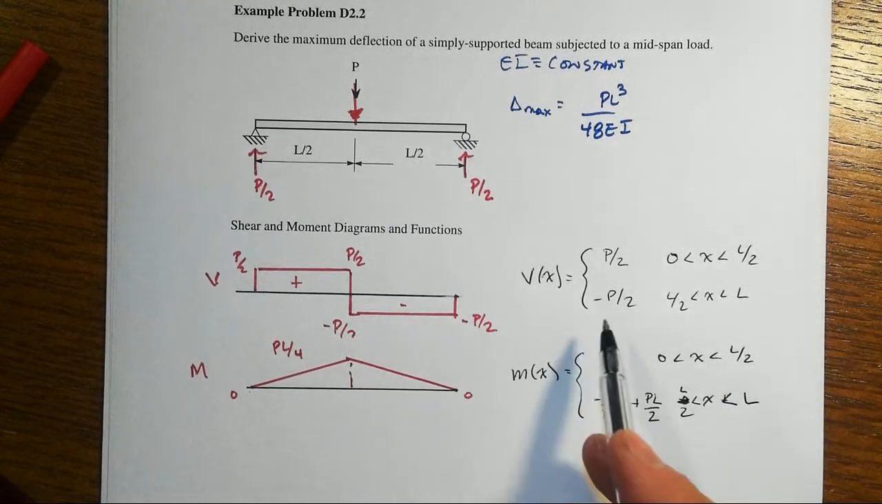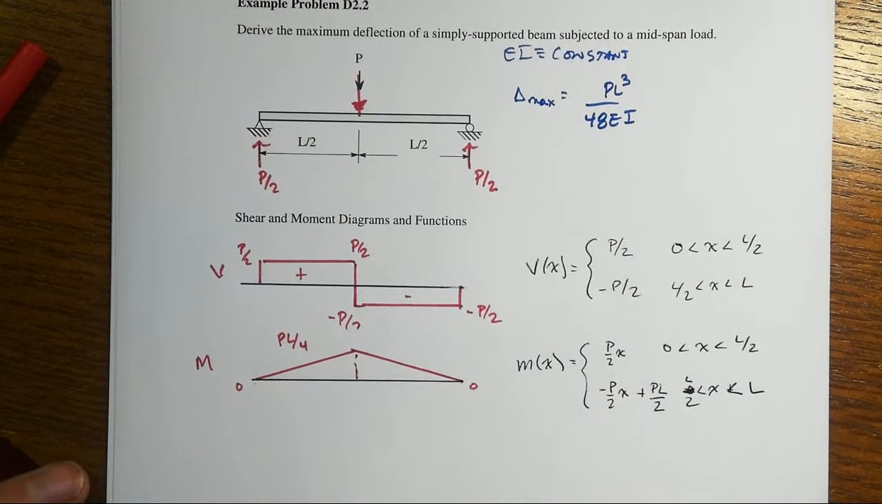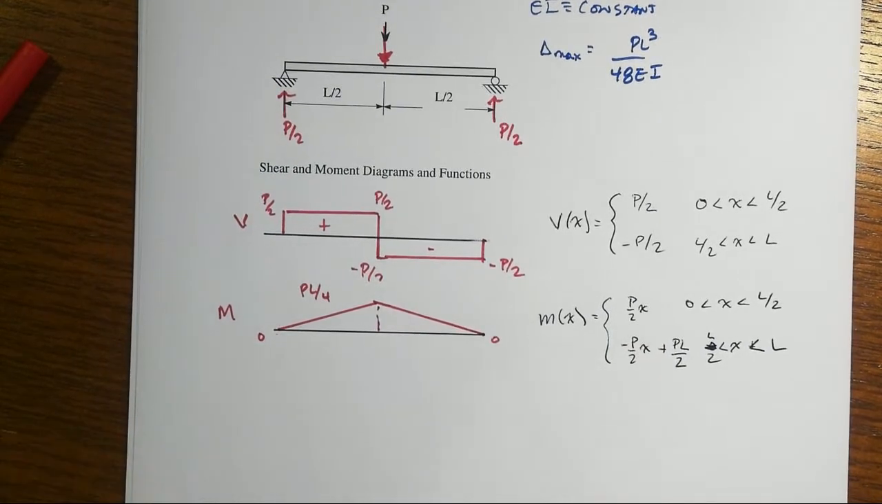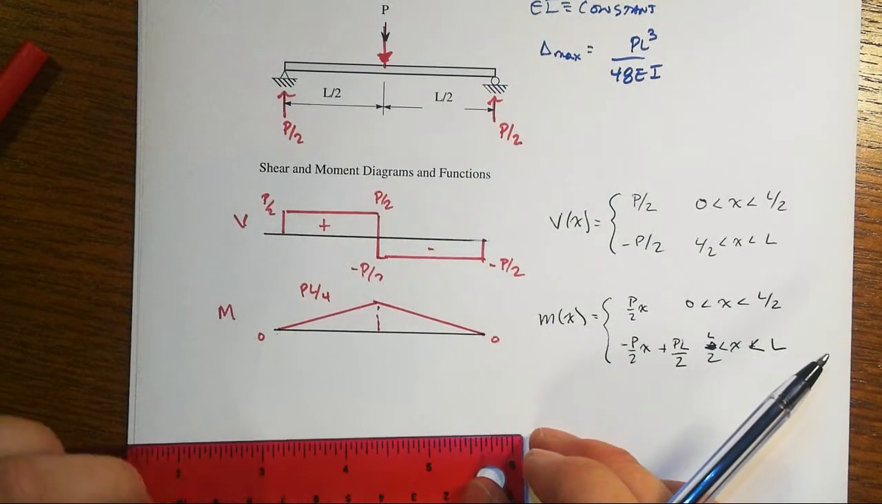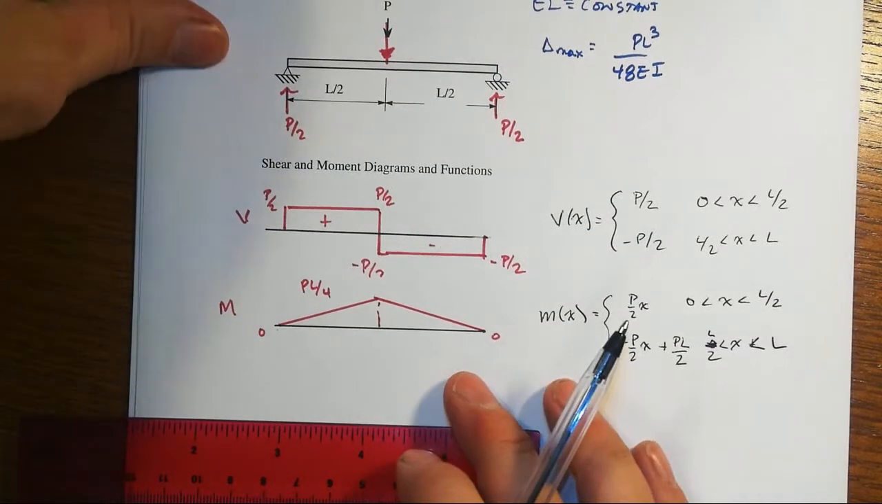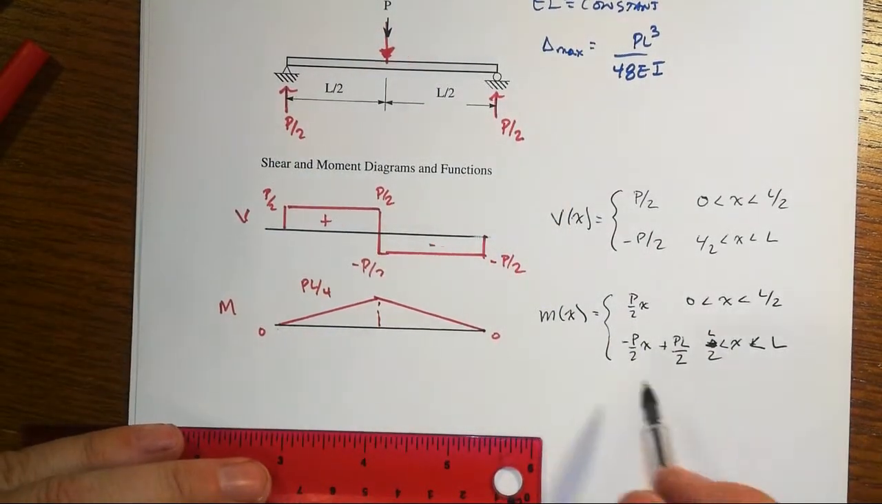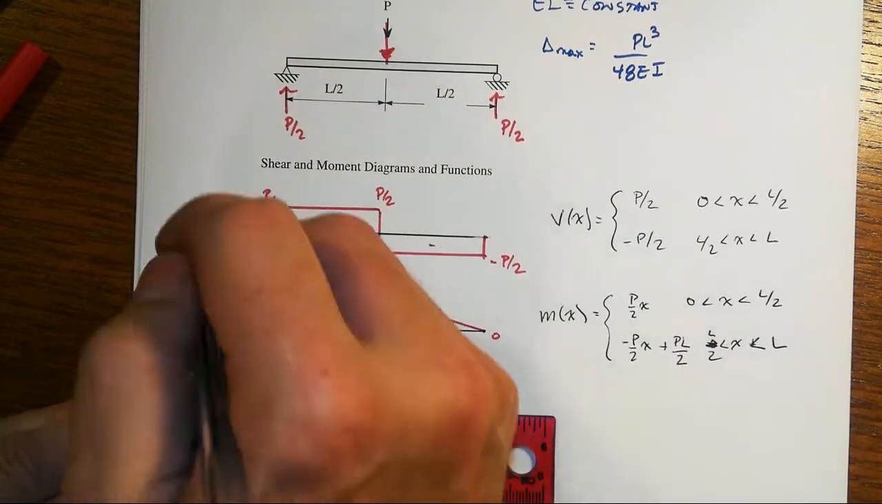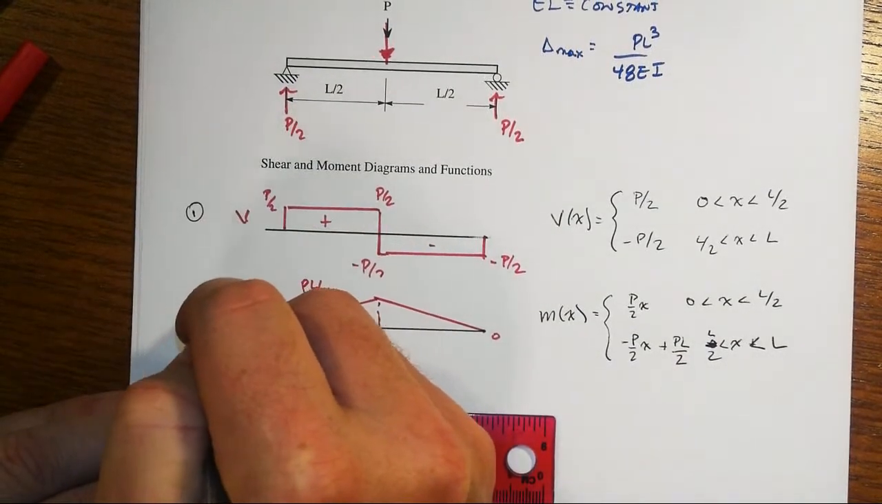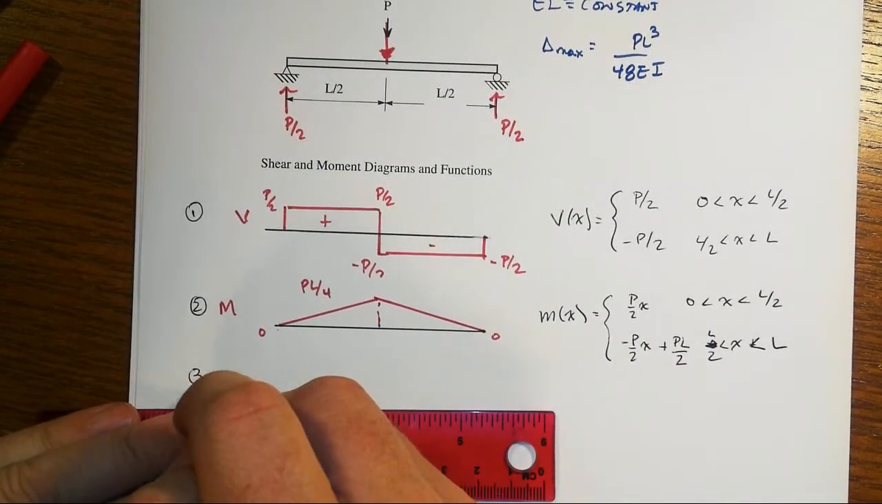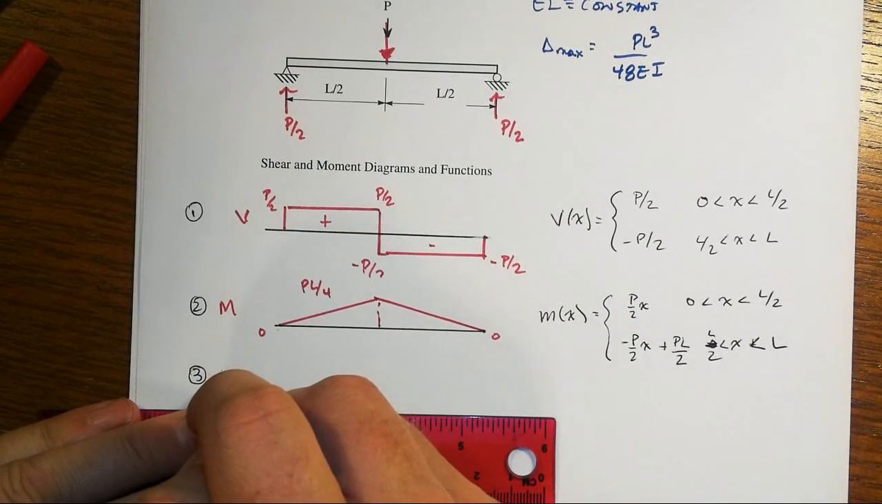And there's your mathematical function for the moment diagram, right? It's kind of a pain, isn't it? I mean, breaking this apart like that, there's got to be a better way, and there is a better way, but we'll just keep on charging along here. That gets us the moment functions, right? So that's really step 1. There's step 2. Step 3 would be curvature.